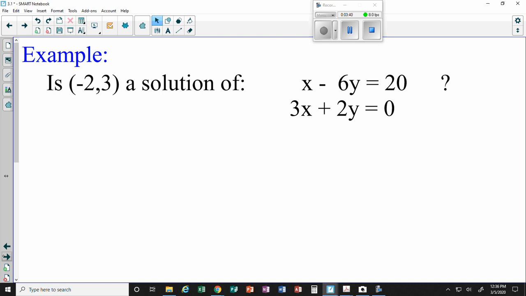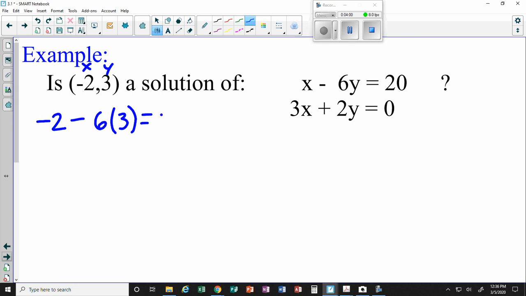So it says we got to plug it in and see if it works for both equations. So now remember, whenever they give us a point, what's negative 2? The x value. What's 3? The y value. So I'm going to plug those in. So it's going to be x, which is negative 2, minus 6 times y, which is 3, equals 20. So I plug them in. Then I simplify and see if that is in fact true.